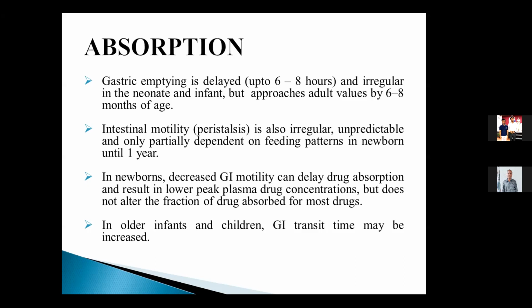Intestinal motility, peristalsis, is also irregular and unpredictable, and depends on the feeding pattern in the newborn baby until 1 month. In the newborn, decreased GI motility can delay drug absorption and result in a lower peak plasma drug concentration, but does not alter the fraction of the drug absorbed for most drugs. In older infants and children, GI transit time may be increased.